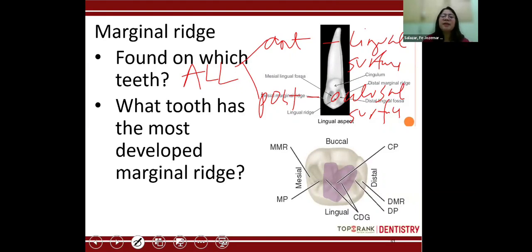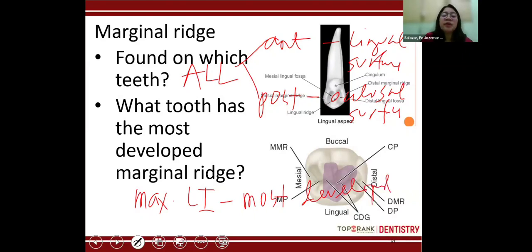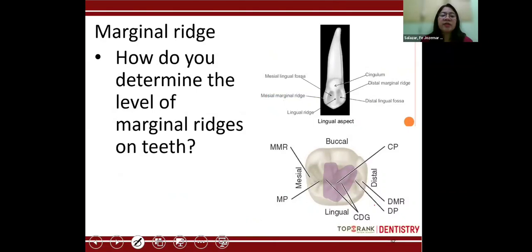Anong ngipin ang may pinaka-developed na marginal ridge? Very good. Your maxillary lateral incisor. The maxillary lateral incisor has the most developed lingual anatomy. So lahat ng nasa lingual surface niya, very pronounced or prominent. Most prominent lingual anatomy. So it has the most developed marginal ridges.